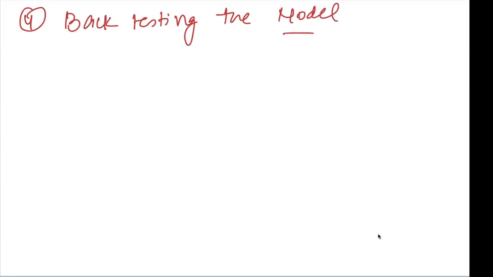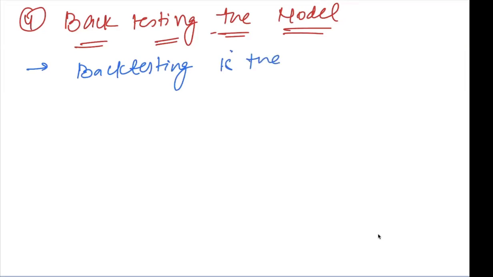So now what's the next step? Once you have come up with a specific equation, what is the next step? The next step is to backtest the model. So your fourth step is backtest the model. What does backtesting mean? Backtesting is the process of evaluating a model's predictive power using the historical data, and understanding how well the model has performed in the past.